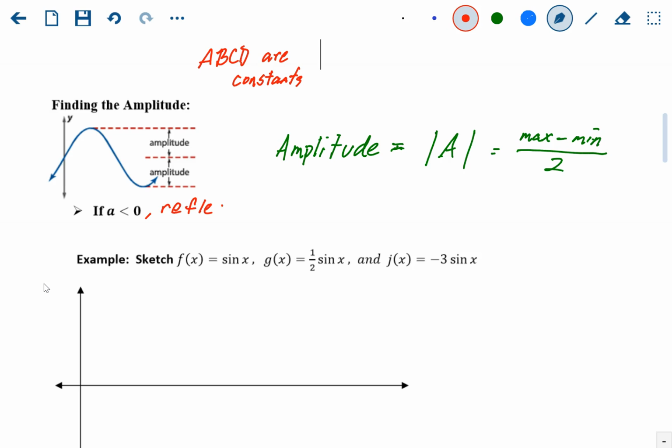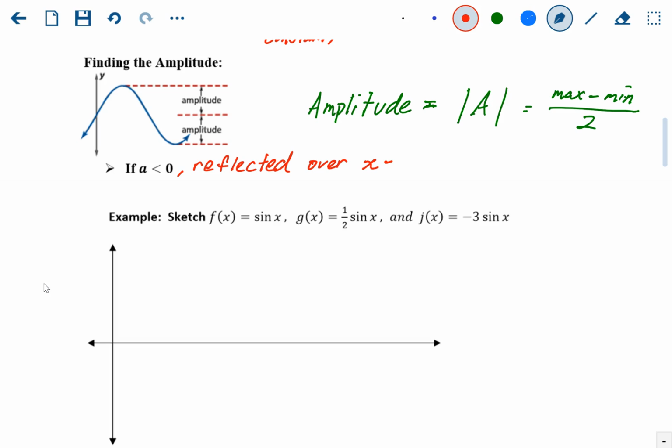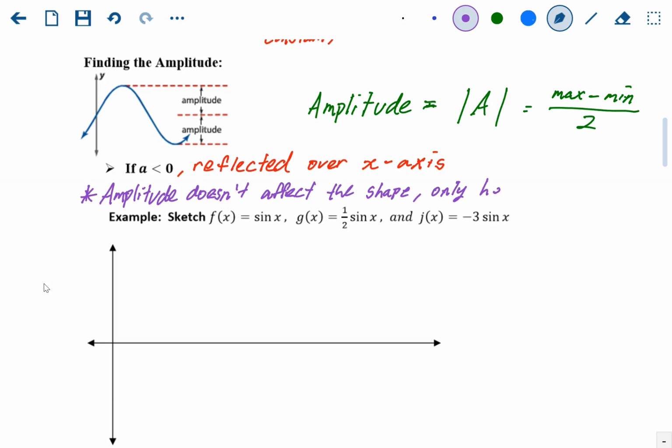What if your A value is negative? If your A value is negative, or less than 0, then it's reflected over the x-axis. Meaning that it just starts differently. Sine, instead of going up and then down, goes down and then up. Cosine starts at a minimum instead of starting at the maximum. And one thing to note is that amplitude does not affect the shape of the graph. All it does is affect the height. So nothing else is changing in amplitude. If your amplitude's not 1, it just means it's going to go higher or lower depending on what the A value is.